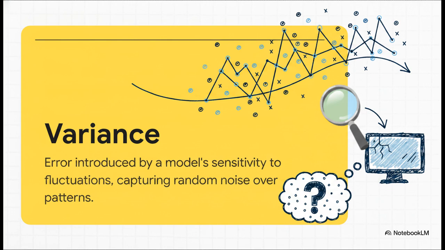On the exact flip side of that, we have variance. Variance is the error introduced when a model is way too sensitive to the tiny fluctuations and random noise in your specific training data. If high bias is drawing a straight line through a curve, high variance is like playing connect the dots with every single individual data point. A highly complex model with high variance essentially memorizes the training data perfectly, but the moment you show it new, unseen test data, boom, it fails entirely. Why? Because it learned the random noise, not the actual generalizable pattern.